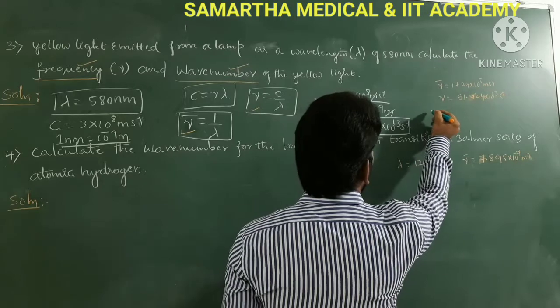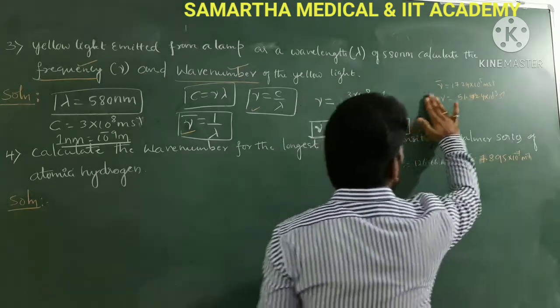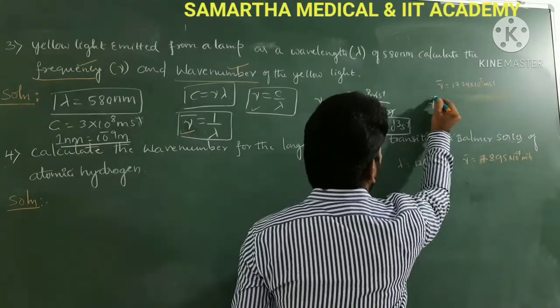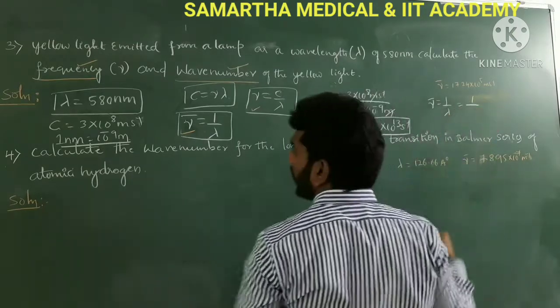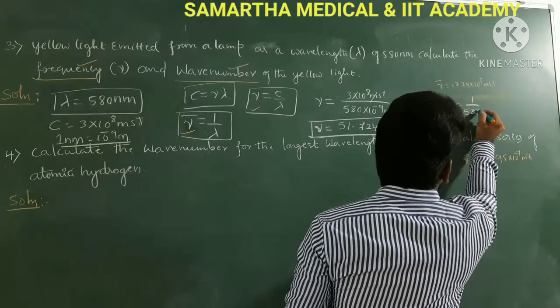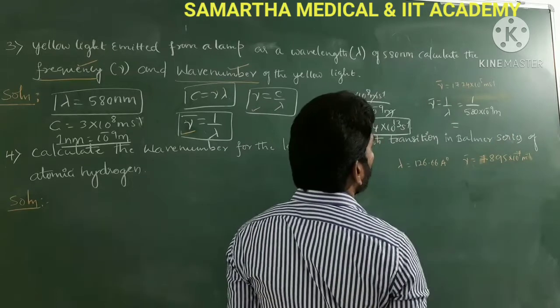So the formula for nu bar is the reciprocal of wavelength, 1 by lambda. The value will be 580 nanometer, and I have to take that value in terms of meter, 10 to the power of minus 9 meter, and I am going to get the value.